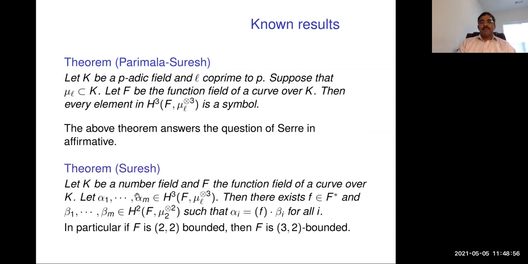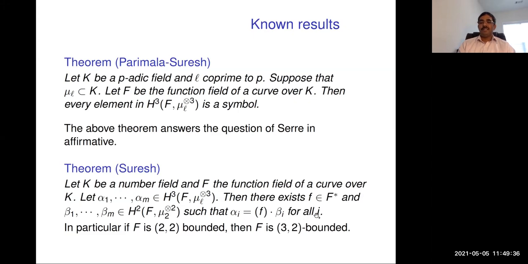Okay, so now what about the number field case? Let K be a number field and F the function field of a curve over K. Given any alpha_1, alpha_2, ..., alpha_m in H^2, there exists f in F^* and beta_i in H^2 such that alpha_i is (f) ∪ beta_i for all i. Sorry, this is L and 2 got mixed up. So this is only for 2, at that time we proved it only for L equal to 2. So if you go to the square root of f, any of the given finitely many alpha_i's become trivial. Therefore each alpha_i is (f) ∪ beta_i for all i.